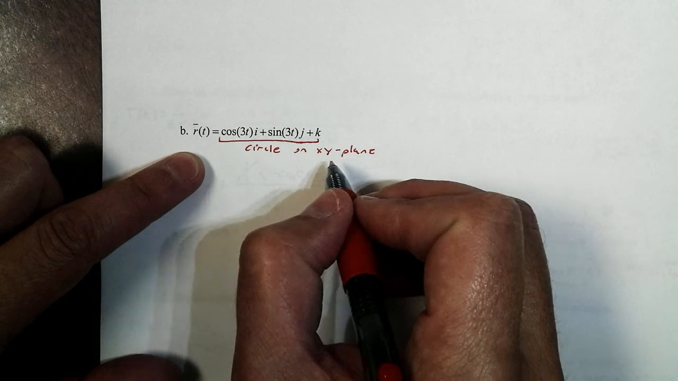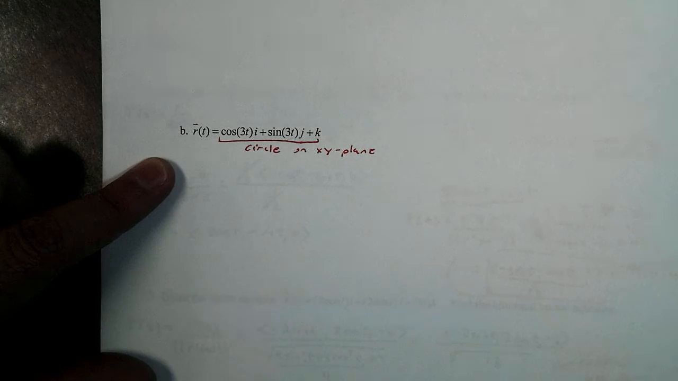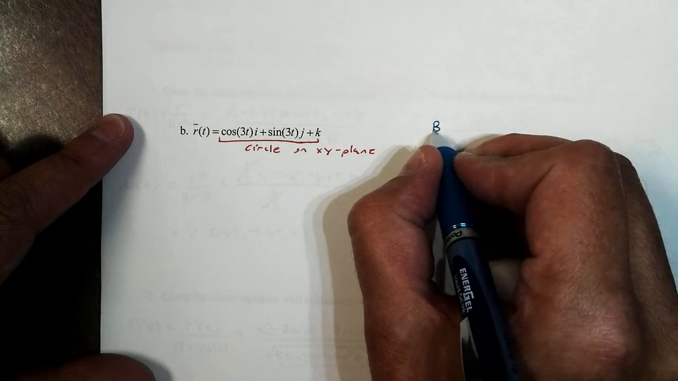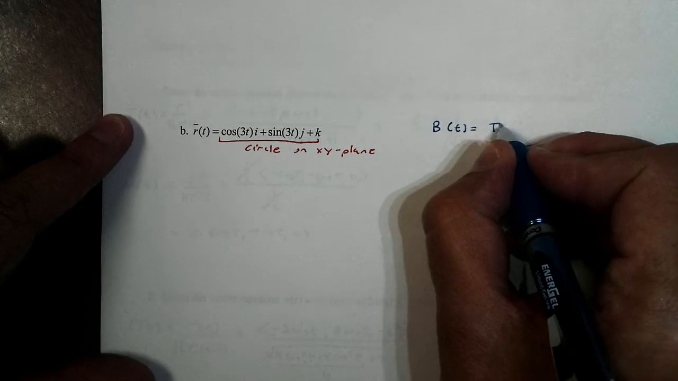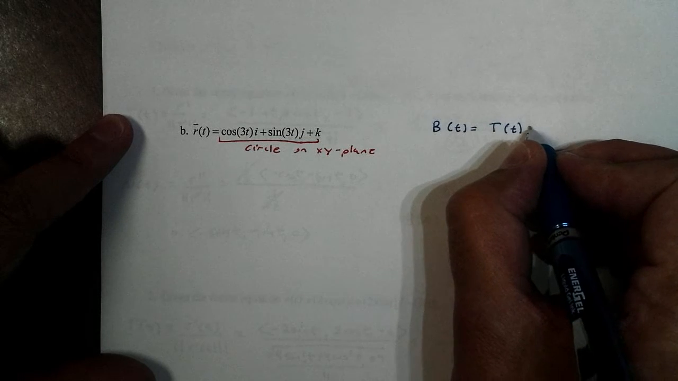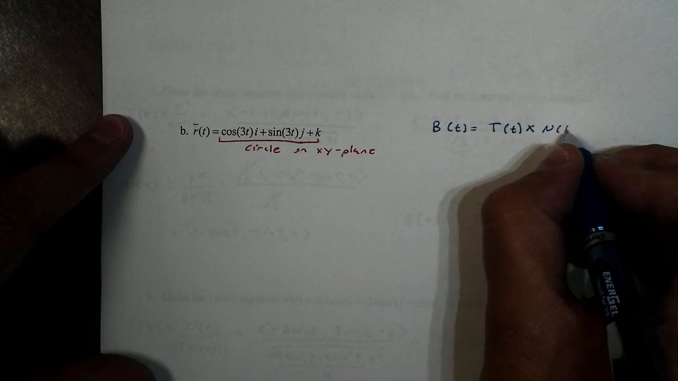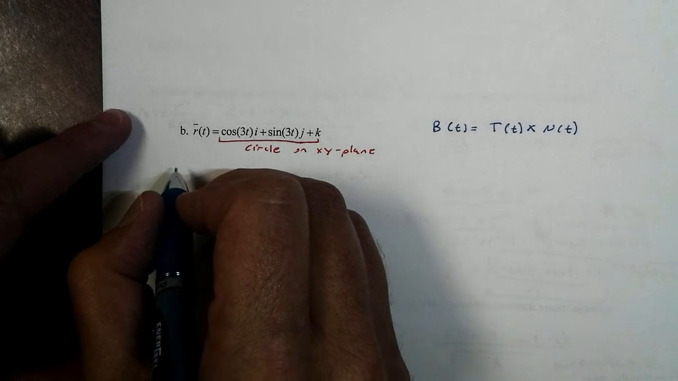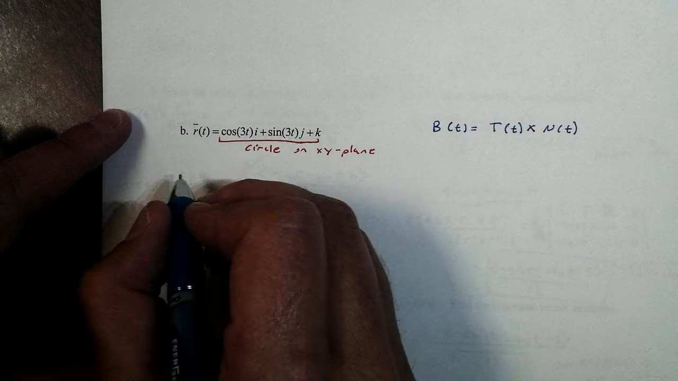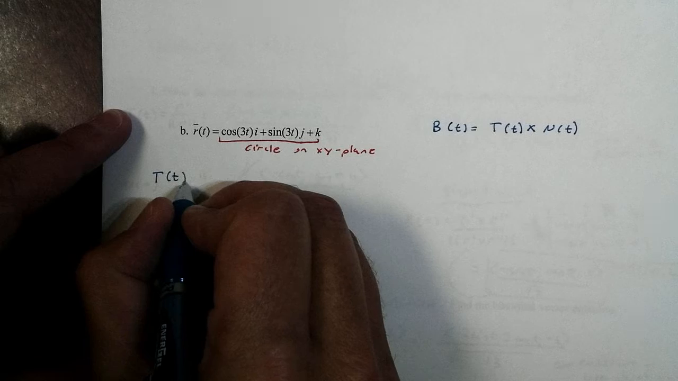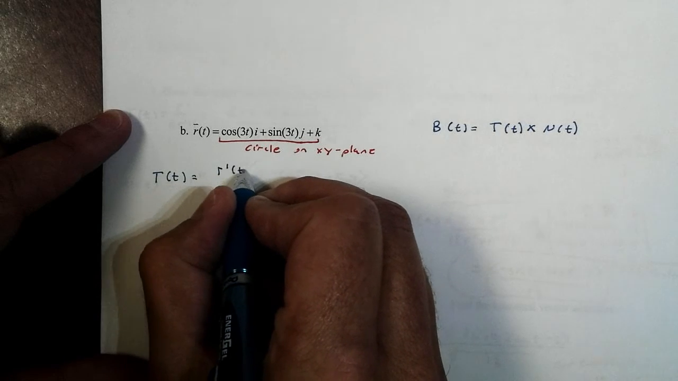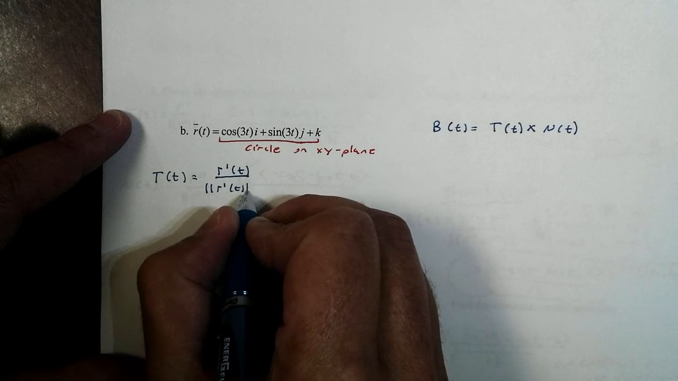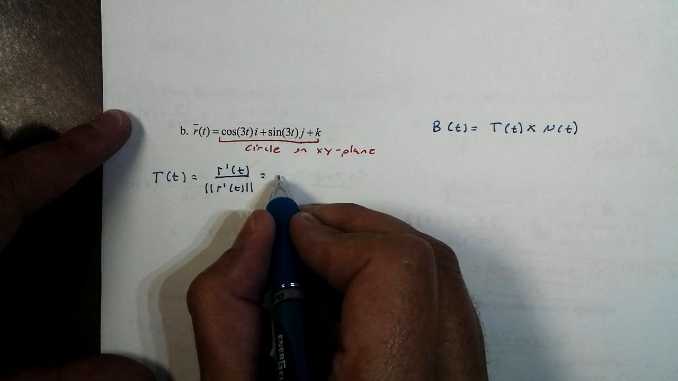So what we're going to do, we are going to find the binormal vector. Now remember, our binormal vector is the cross product of our unit tangent vector, cross that with our unit normal vector. We talked about that in video 1, so take a look at that if you need to. So the first thing we need is, of course, our unit tangent vector. We get that by looking at the derivative, r prime of t, divided by its magnitude, r prime of t. So let's go ahead and calculate that.